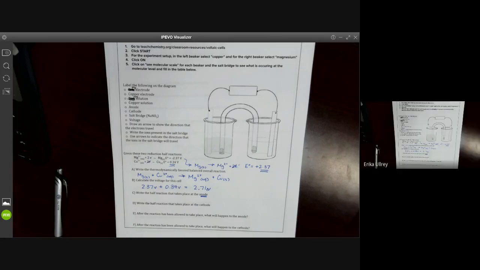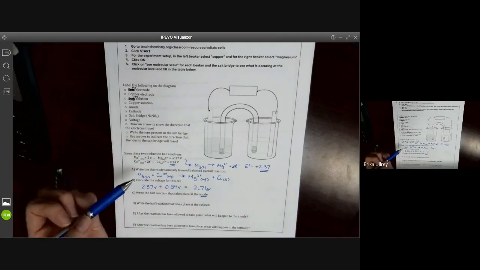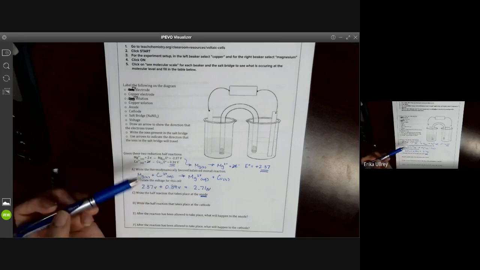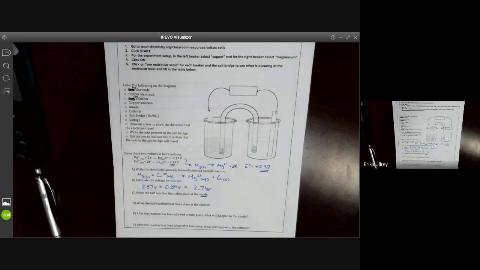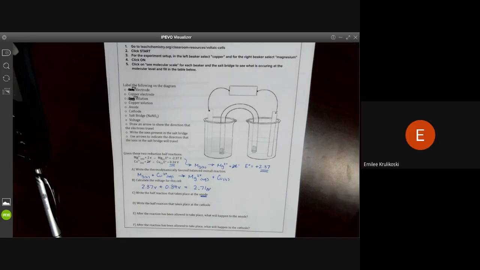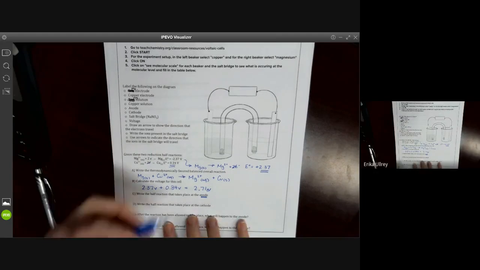Oxidation. Yeah, if we remember our catchy little song, we start at the anode, electrons are lost there. So losing electrons is oxidation. So the half reaction that would occur at the anode is going to be the thing that is oxidized. So Emily, which thing gets oxidized? Is it the magnesium or is it the copper? Which thing got oxidized? The magnesium. Yeah, the magnesium got oxidized.